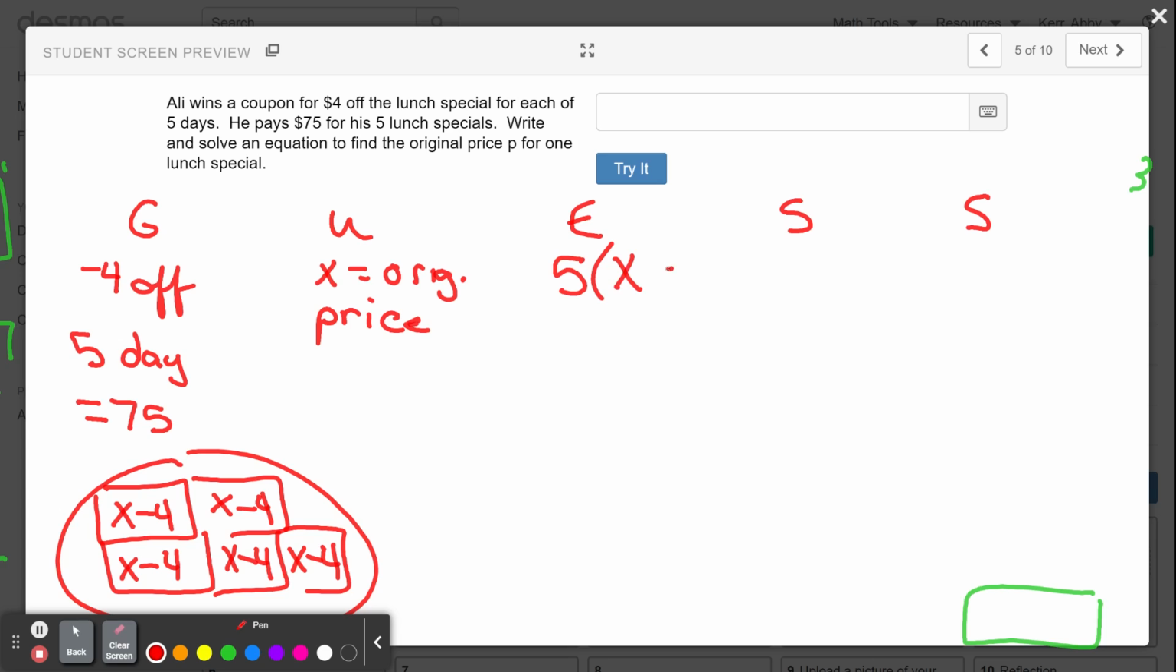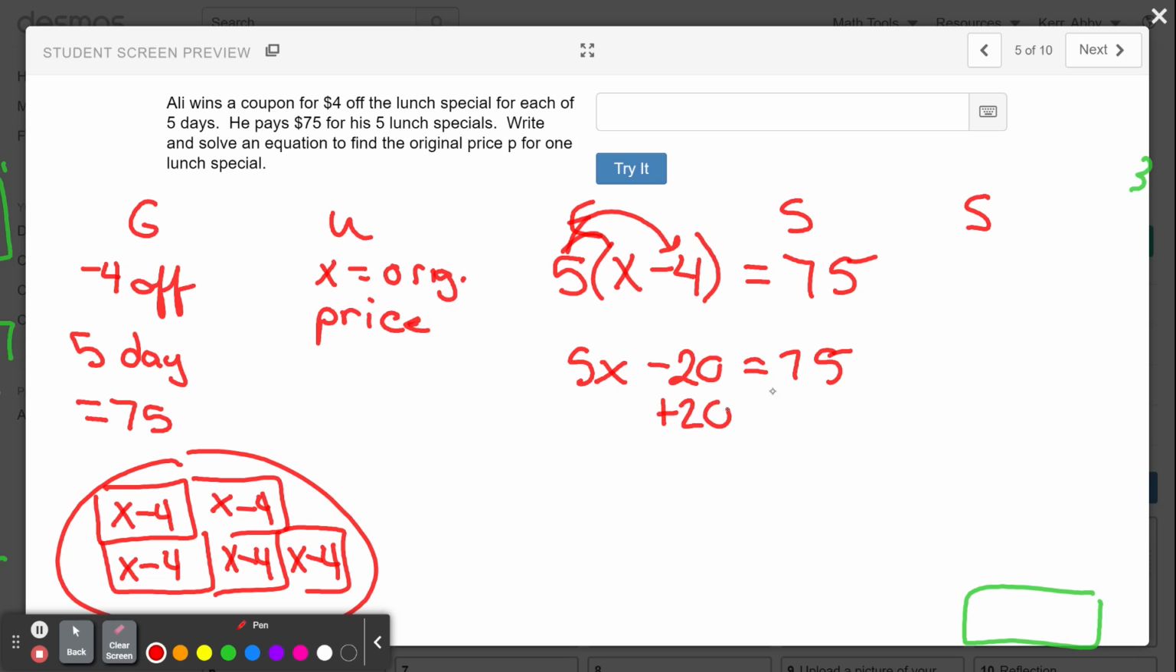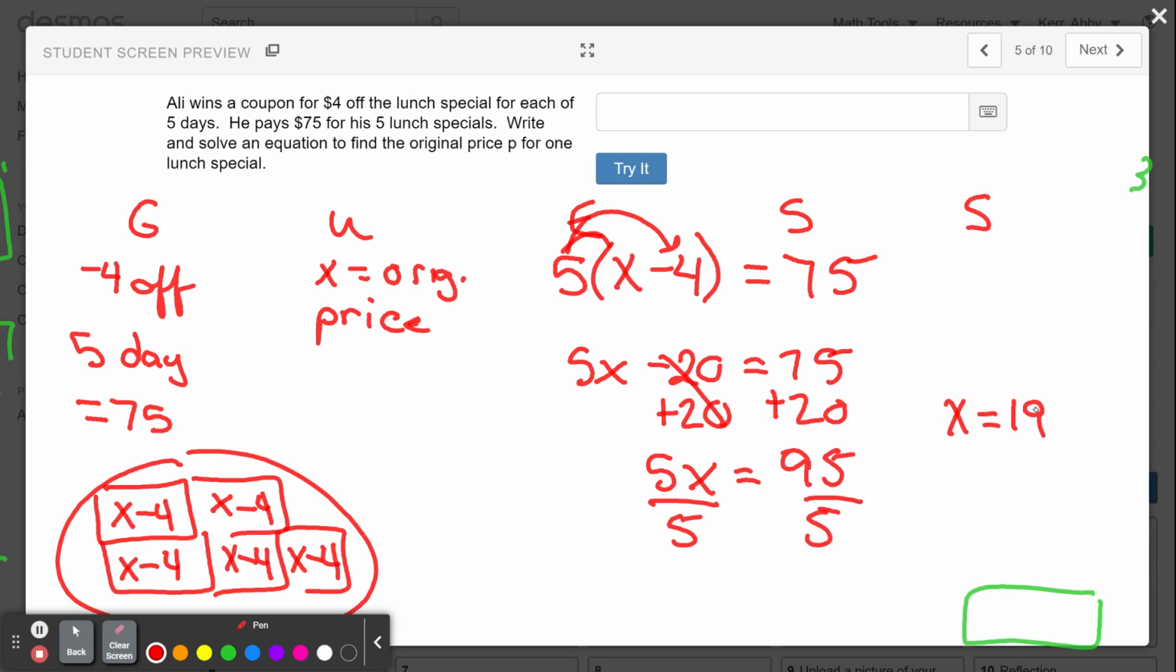X is the original price minus the coupon, which was $4. And we know that total is $75. So then we do 5 times X, and then 5 times -4, which is -20. So then 75 plus 20, we're going to add it. And then we're going to divide by 5. So the amount for each lunch is 95 divided by 5, which is $19. So the original price is $19.